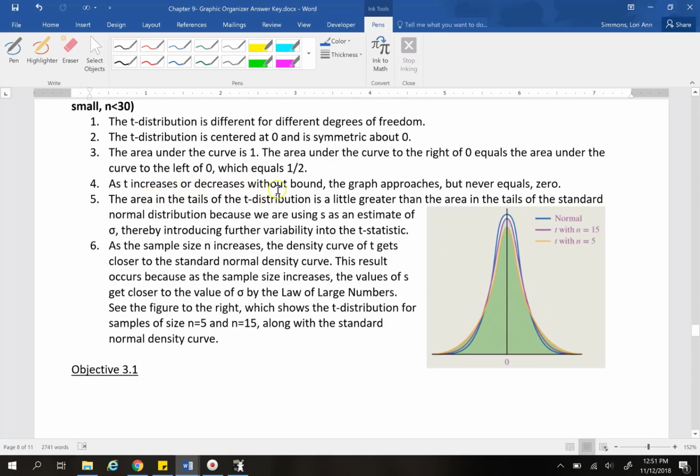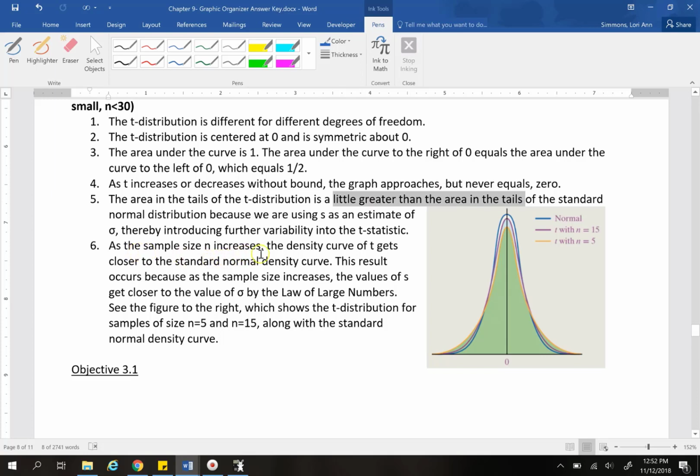As t increases or decreases without bound, the graph approaches but never equals 0. So just like the normal distribution, these lines approach the horizontal but never cross and never touch. 5th property, the area in the tails of the t-distribution is a little greater than the area in the tails of the standard normal distribution because we're using s as an estimate of sigma, therefore introducing further variability into the t statistic. You can see the blue line is normal. Here the yellow line, it's a t-distribution. You can see the tail is a little greater.